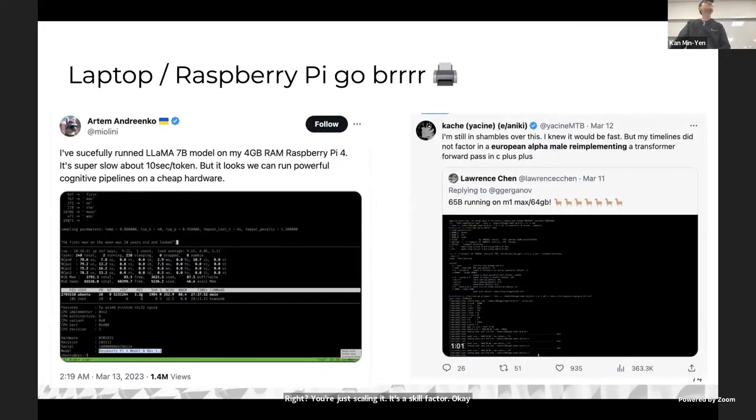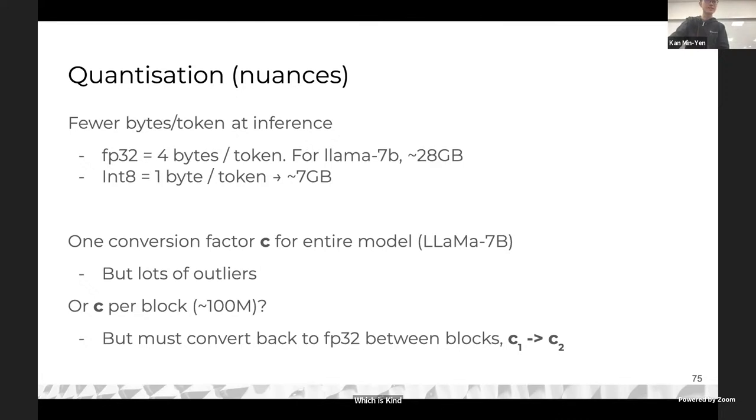And this very simple thing is what allows all these viral posts on Twitter where you can run state-of-the-art models like Llama 2 on your laptop or even on a Raspberry Pi, right? Which is kind of insane. No one expected this, okay? There are a few nuances. Like if you take floating point 32, it is 4 bytes per parameter, right? Which means it's 28 gigabytes of RAM.